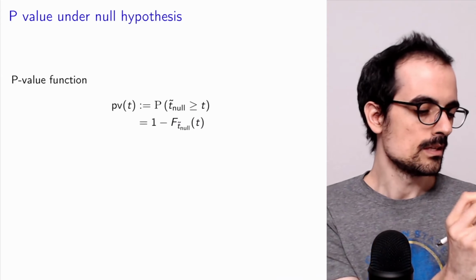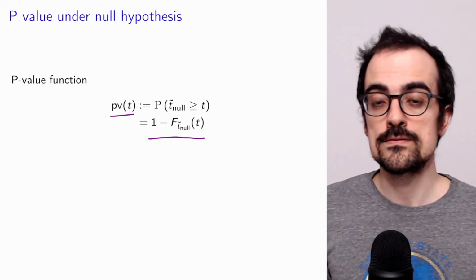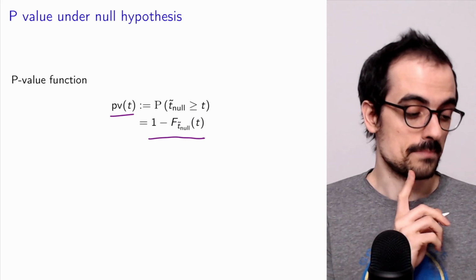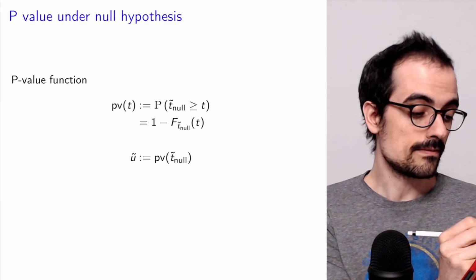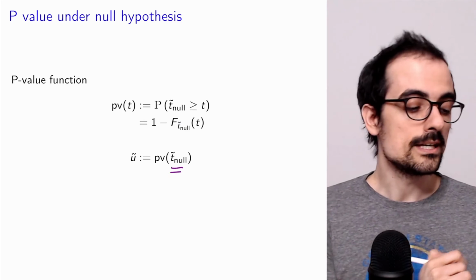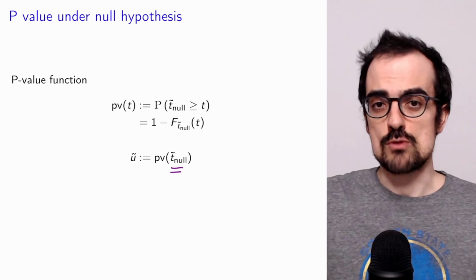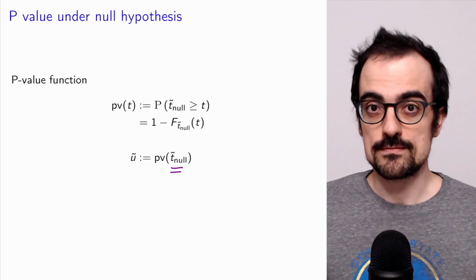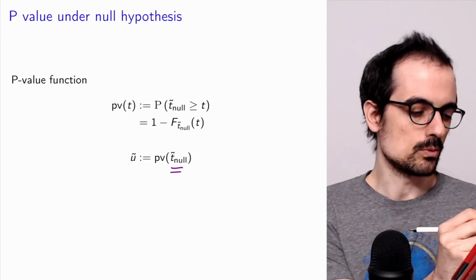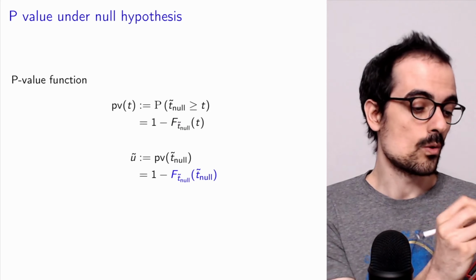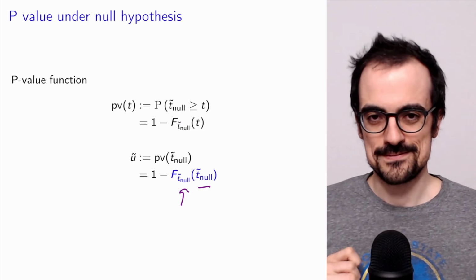Now we can write this function as 1 minus the CDF of the test statistic under the null hypothesis. But again, we're just thinking about it as a deterministic function. So because it's a deterministic function, as I said earlier, we can plug in the test statistic to get a new random variable, because the test statistic under the null hypothesis is a random variable. We plug it into this deterministic function, we get a new random variable. That new random variable is what we're interested in. We can write it as 1 minus the test statistic plugged into its own CDF.